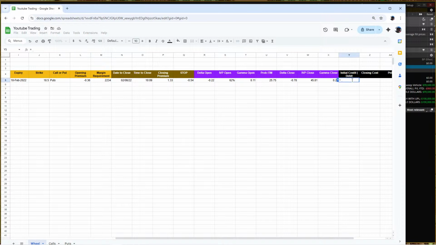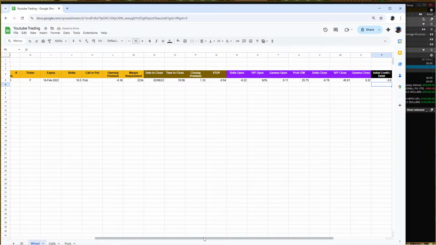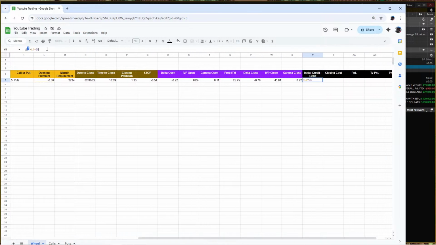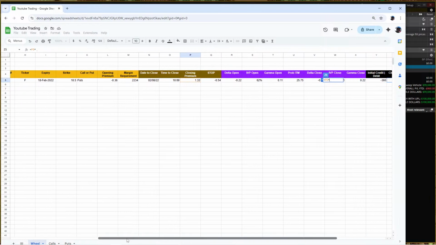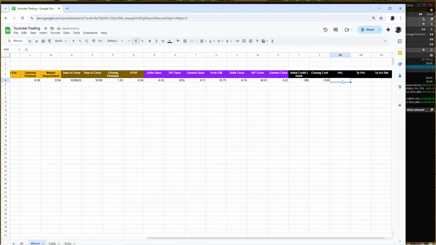So the initial debit and credit is going to be our opening premium times the size. Oh, wait, hold on. Times 100. There we go. Closing cost is going to equal the closing premium times the size. Times 100. Boom. Our P&L is going to be this minus this. Not quite. It's going to be flip-flopped depending on if you're buying or selling. But there we go.